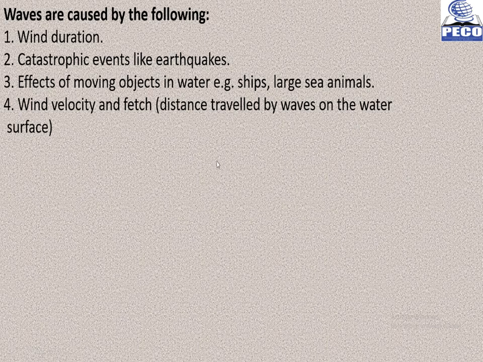So the more violent the wind is, the higher and more violent the waves will be. The less the velocity of the wind, the less violent. So velocity is the force and the speed at which wind moves. So the higher the velocity, the more violent the waves will be. The lower the velocity, the less violent the waves will be.